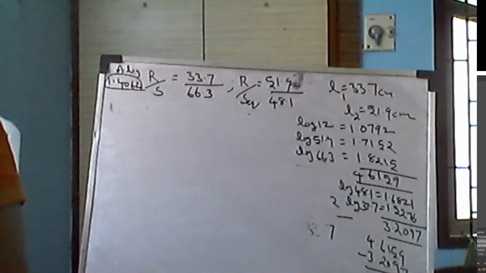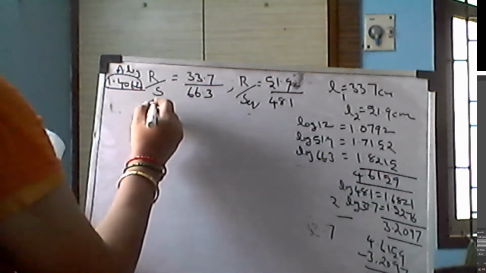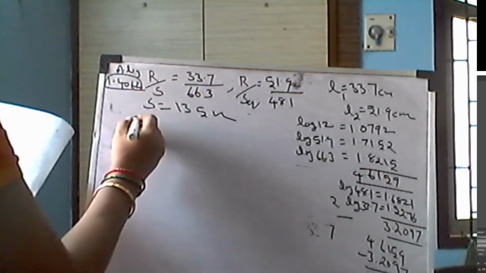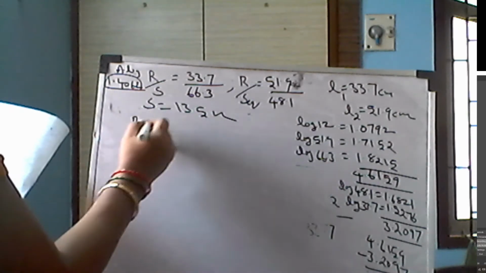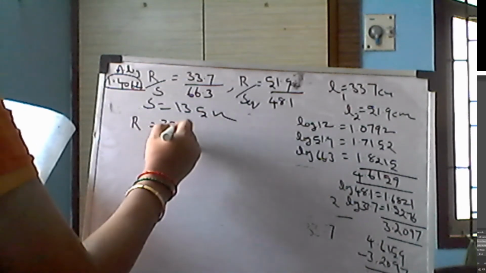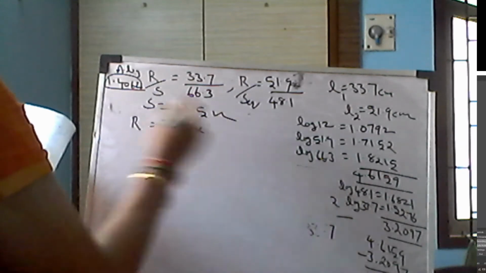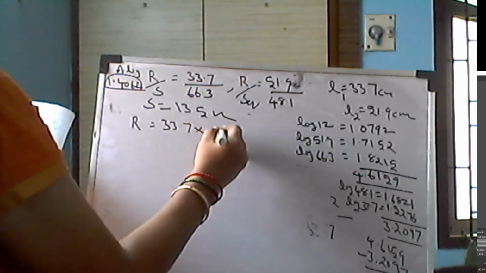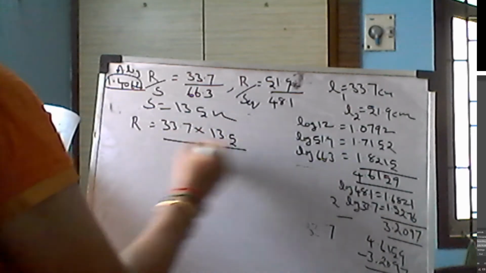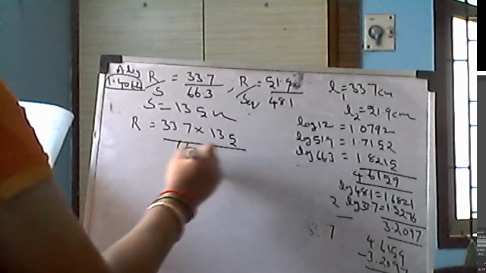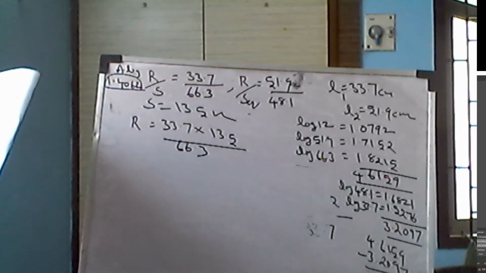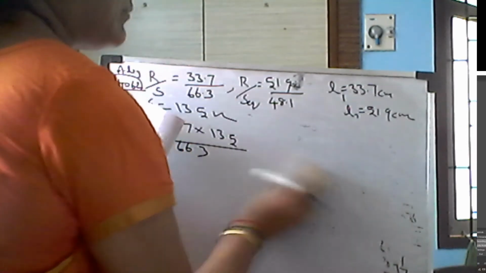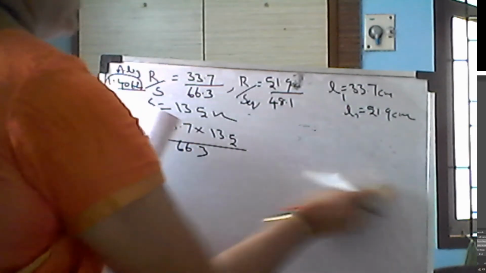Now S is calculated as 13.5 ohm. So once again you can calculate R is equal to 33.7 into 13.5 divided by 66.3. So again you can use the logarithm. I have already used the logarithm, so again you use the logarithm and find out the answer.